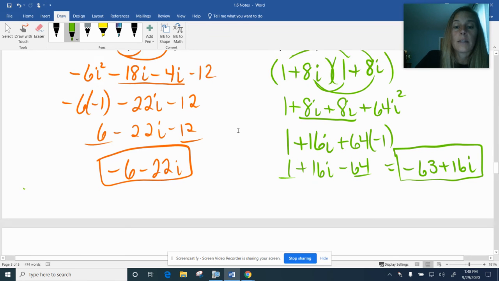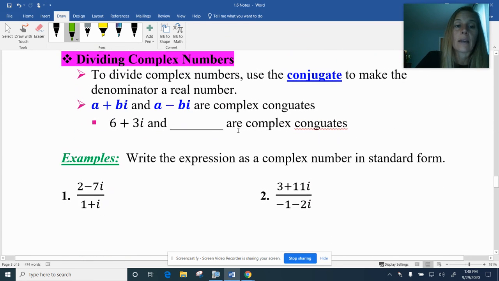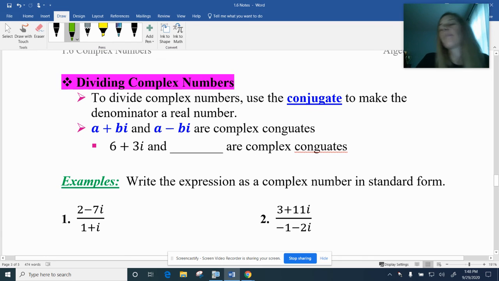Okay, so moving on. We're now going to go on to dividing complex numbers. Dividing complex numbers is a little bit similar to when we were doing the radicals last week and we had to rationalize the denominator. So similar to the radicals, you're not allowed to leave a radical in the denominator. And if you had one on the bottom, you'd have to get rid of it, right? Same thing applies with the imaginary numbers.